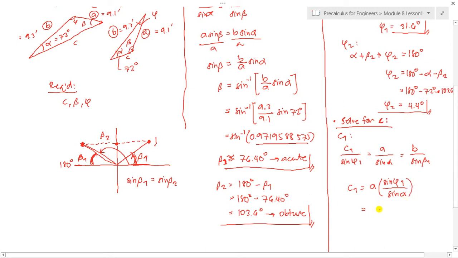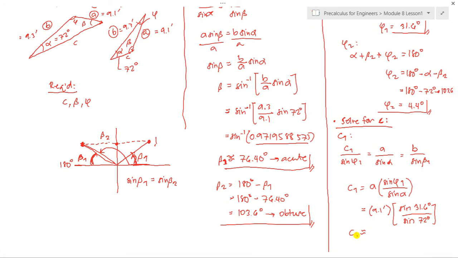Then substitute the values for A, that is 9.1 feet. So 9.1 feet multiplied by sine gamma 1, which is 31.6 degrees, all over sine alpha, that is 72 degrees. Okay, so simplifying our first value for side C, it is 9.1 times sine 31.6 all over sine 72. The answer is 5.01, so approximately 5.01 feet. Okay, in feet.